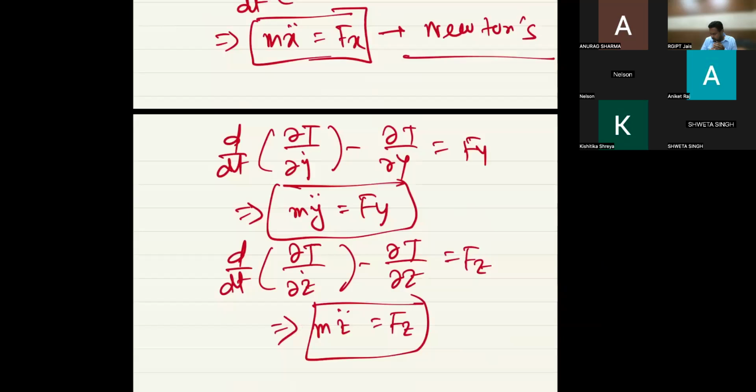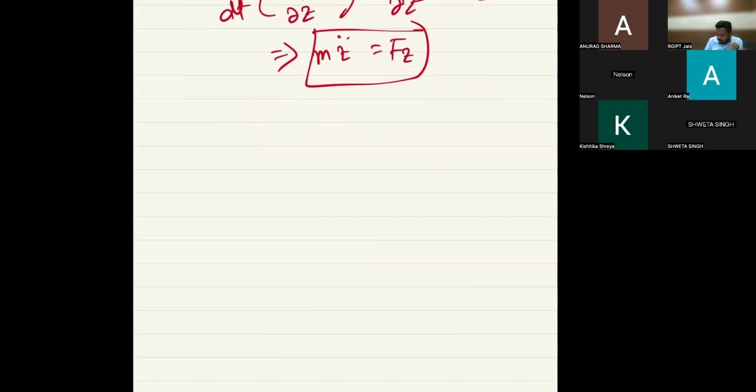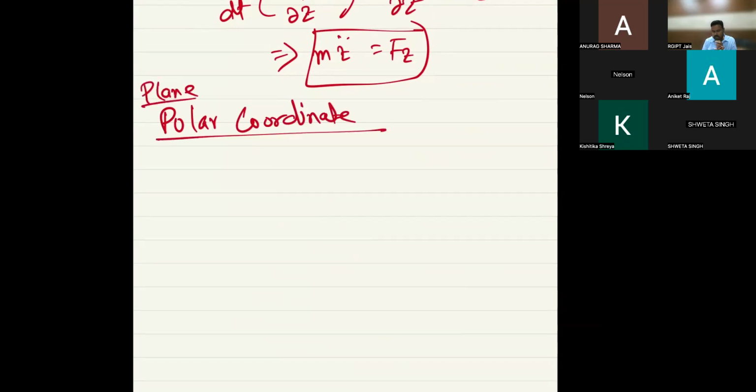Now this is in Cartesian coordinates. Can you solve this problem in polar coordinates? In plane polar coordinates, let's say this particle is now moving in a 2-dimensional space.